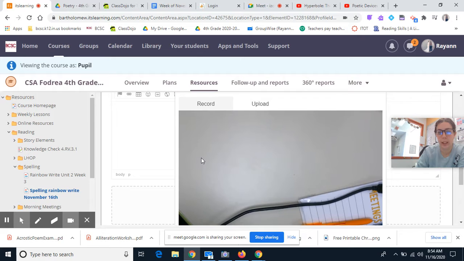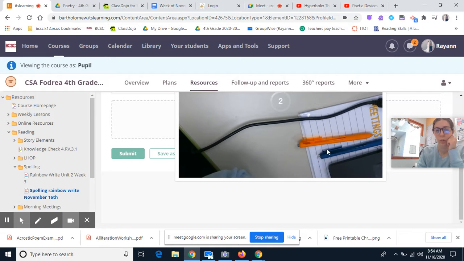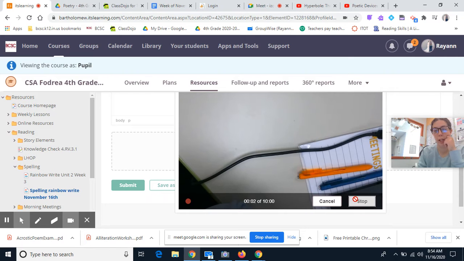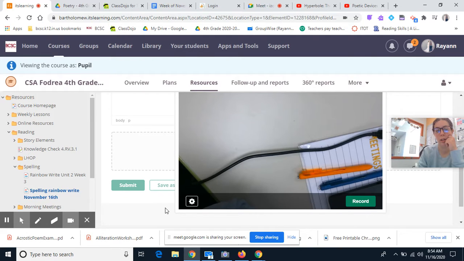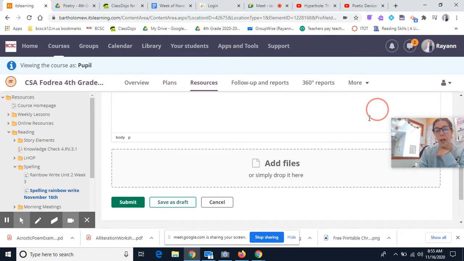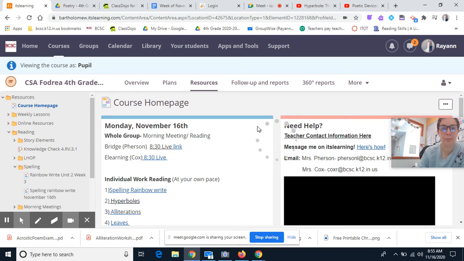switch it around and take a picture of yourself holding the paper, and then you would hit record a quick video of it. Mine is switched around because it's doing my camera right now. I would hit then stop and then submit. So you can either take a picture of it and send it to me through this, or you can drop a file from your Google Drive. Okay, so let me go back to course homepage.